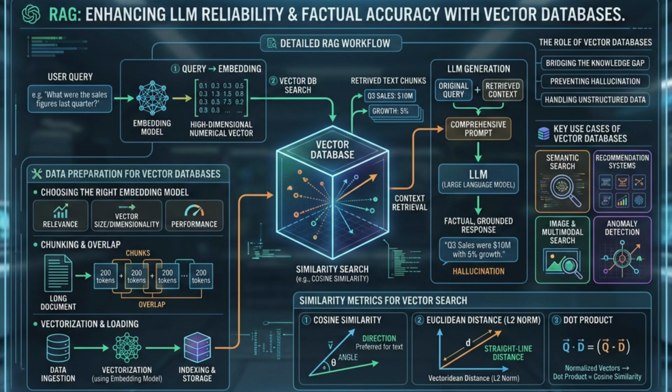Vector databases are optimized to store, index, and query unstructured data like text, images, and audio, converting them into searchable vectors. This makes vast, complex datasets immediately usable by a large language model. Now let's look at a few use cases of vector databases.